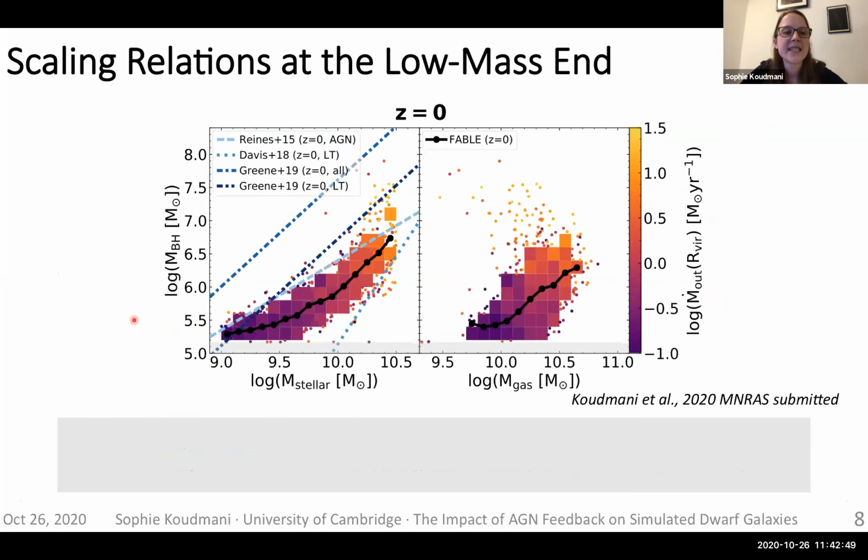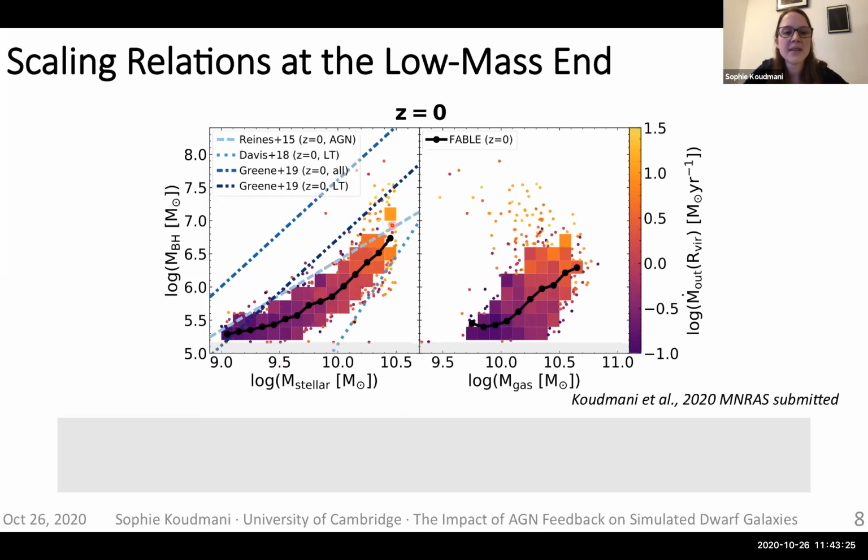We then also looked at the scaling relations at the low mass end. Here on the left-hand side, you've got the black hole mass versus stellar mass scaling relation, and on the right-hand side, the black hole mass versus gas mass scaling relation. The black line here shows you the mean relation from FABLE. And we also plot the whole binned distribution of the FABLE low mass galaxies, color-coded by the outflow rate at the virial radius. Where there are fewer than 10 objects per bin, we just plot the individual objects here, also color-coded by the outflow rate.